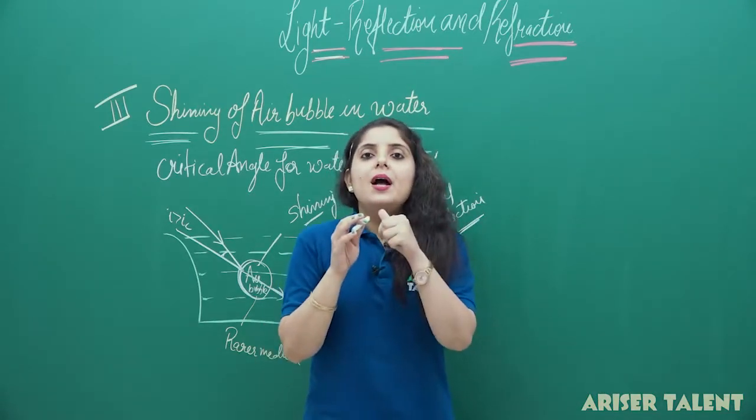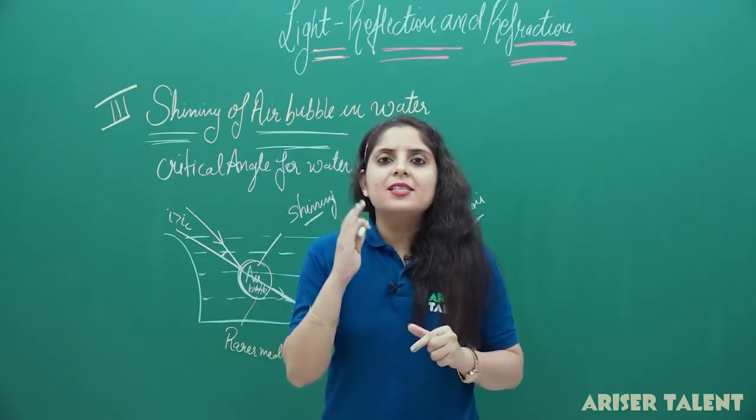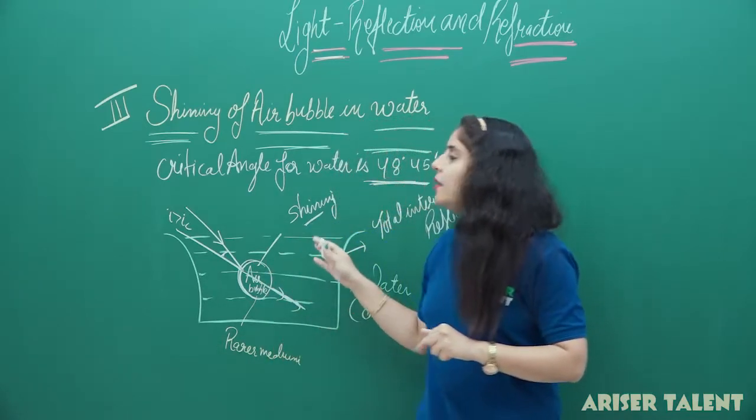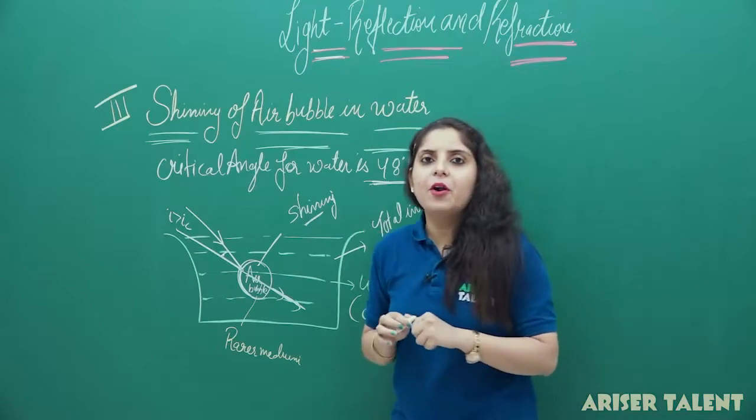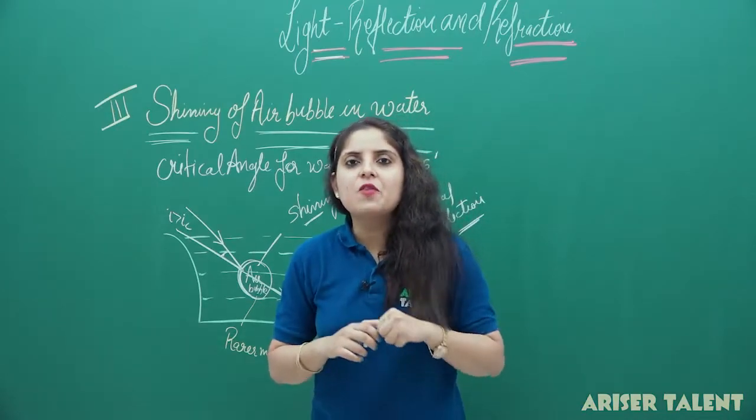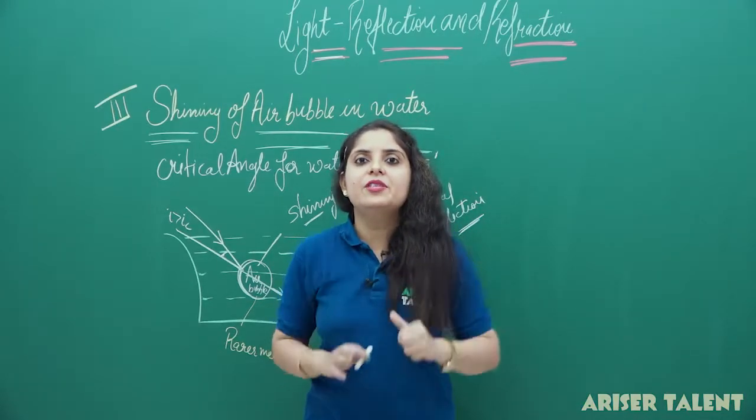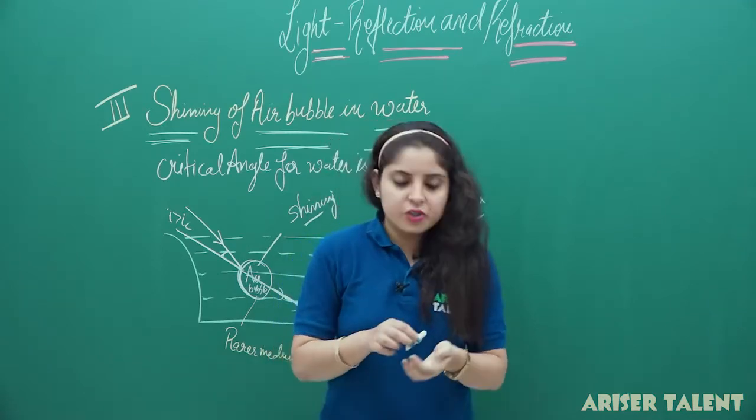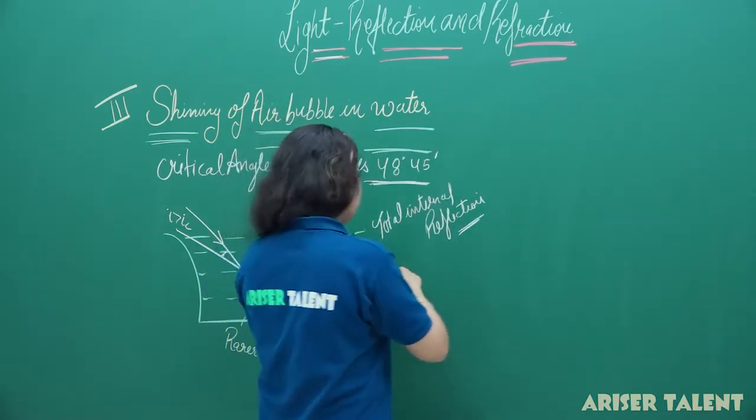Now, apart from the porro prism and the sparkling of diamond, we have seen the third case, the shining of air bubble in water. The last application of total internal reflection is a very interesting one, that is the mirage. So what is a mirage? Let's see here.